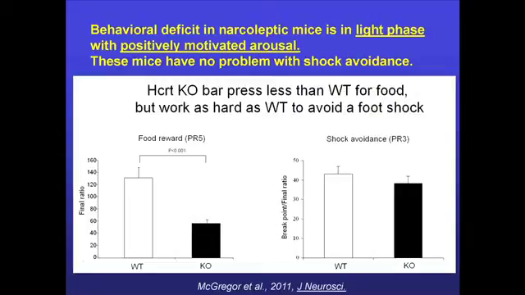And so on the left side here, you see just that it's significant. There was a significantly lower bar press rate in the knockout, which is to say the narcoleptic, than in the wild type, which is our shorthand for the normal mouse.